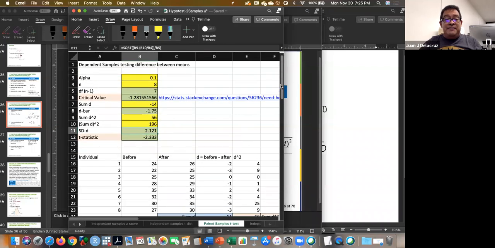So I have an alpha that is 10%. I have 8 elements in my sample. I'm not counting the pre and the post, I'm just counting the number of individuals. So the degrees of freedom are going to be given by this. So I have the critical value and I have the test statistic.